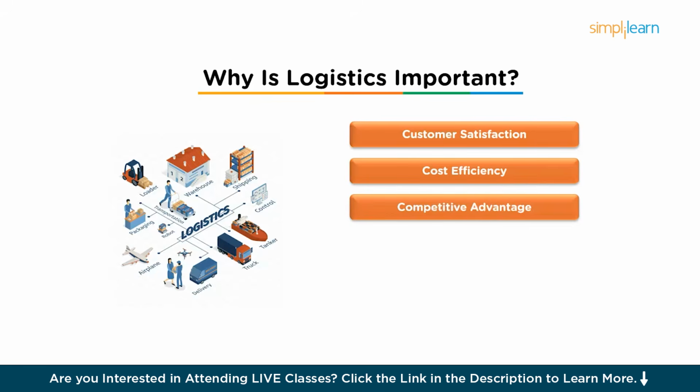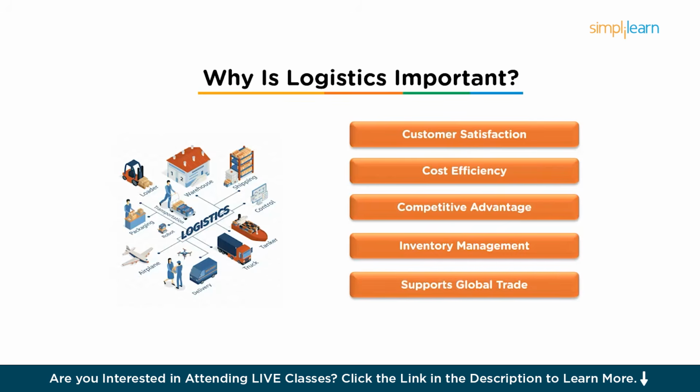The third point is competitive advantage. So fast and reliable logistics help businesses stand out. Fourth point is inventory management. Keep track of what's available, preventing stockouts or excess inventory. The fifth point is it supports global trade. So it makes international buying and selling possible just because of logistics.